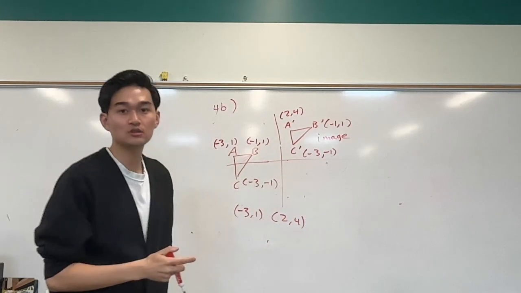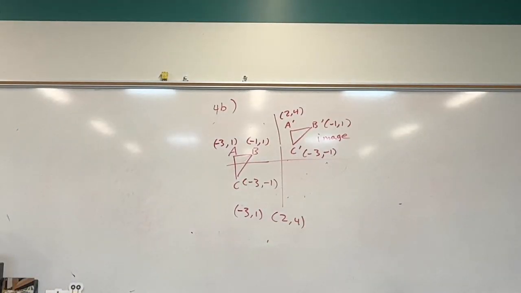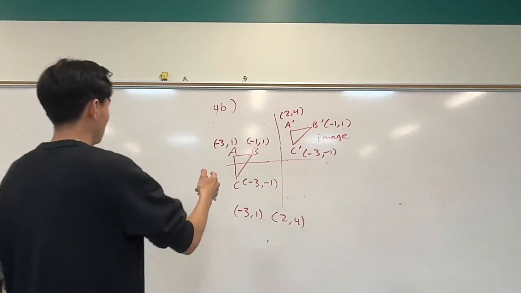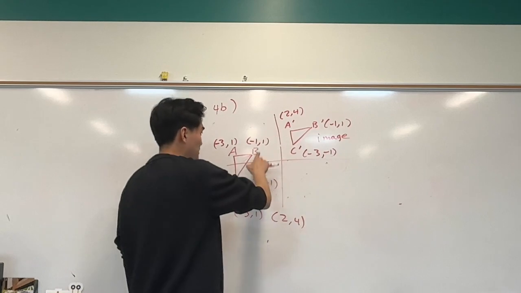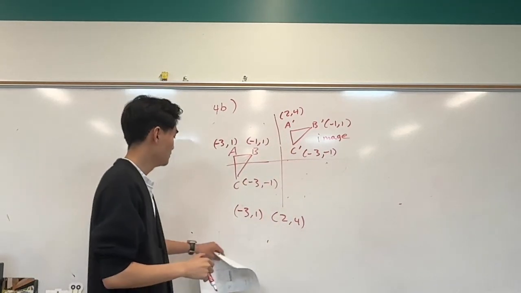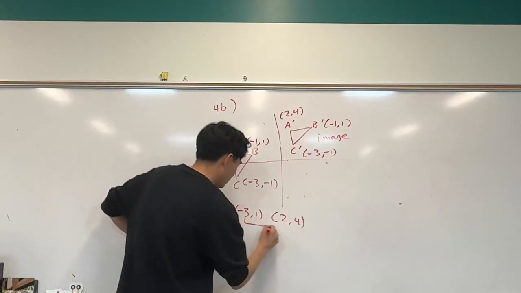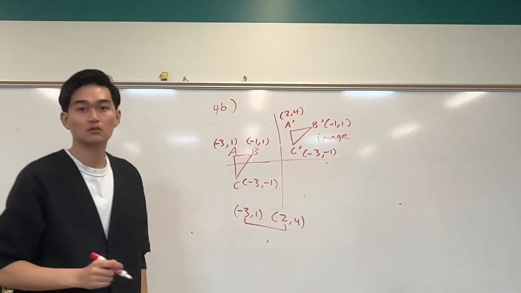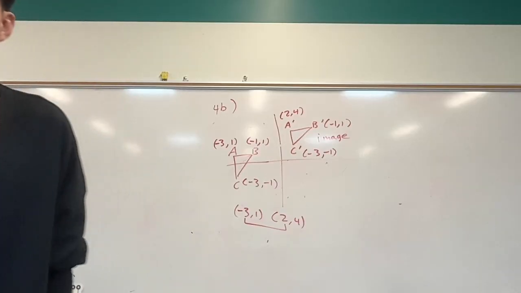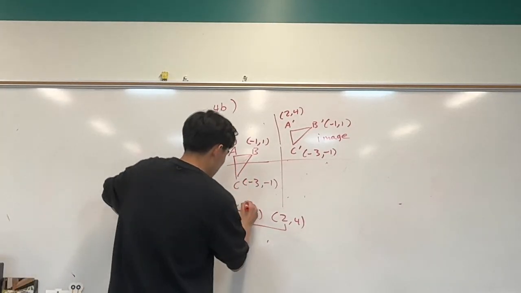Okay, for this question, it's asking you, what is the transformation that is being made from A to A prime, from B to B prime? What is that translation, that transformation? Okay, so if I look at the x's here, from -3 to 2. How much of a difference is that? How much am I moving by?